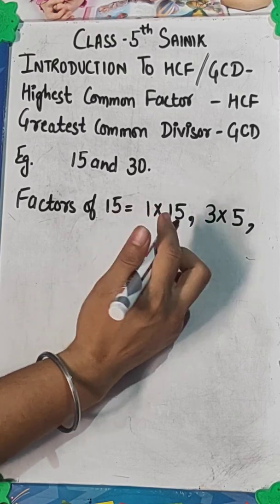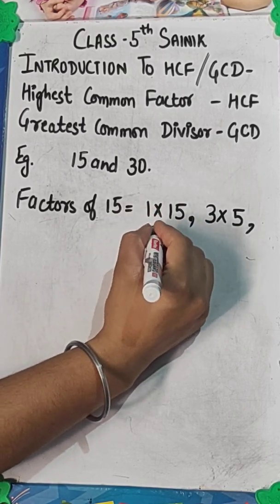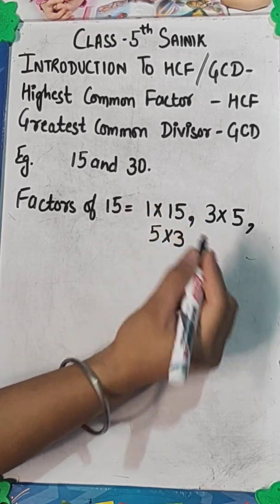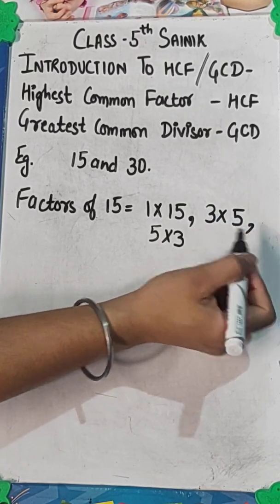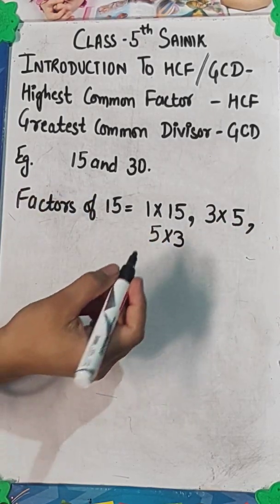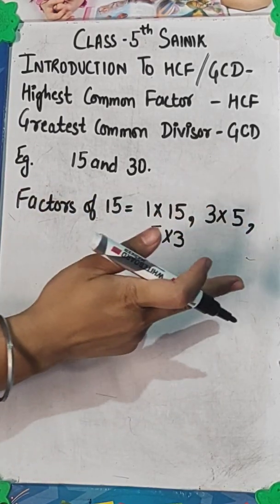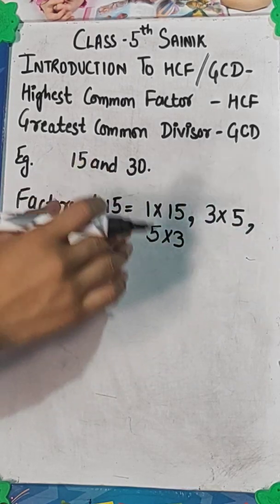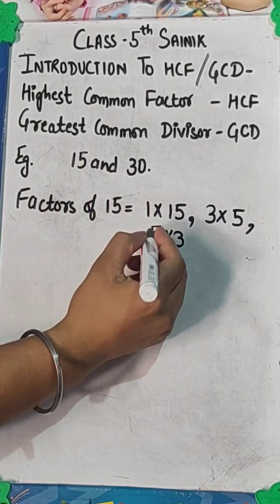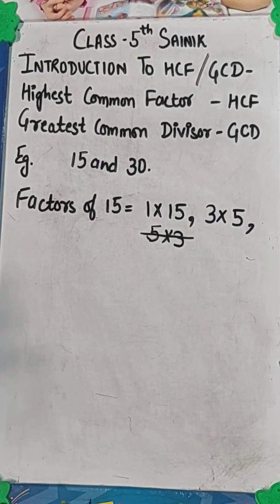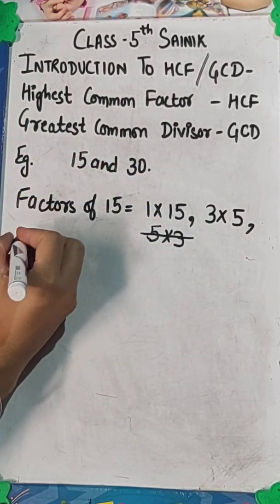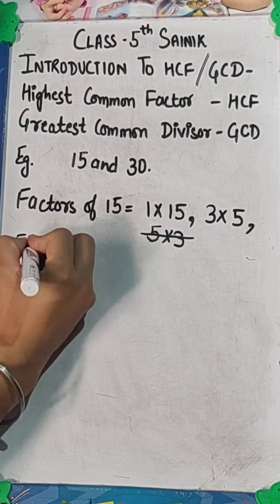If I write 5 into 3 here, and I already write 3 into 5. When repetition occur of the factors in opposite term, then their factor got completed, then no need to write the other factor. When repetition starts of these factors, means our factors are complete, then no need to write the other factors of this one.